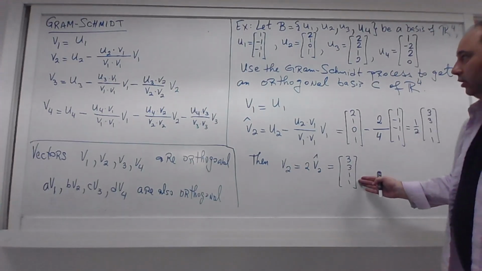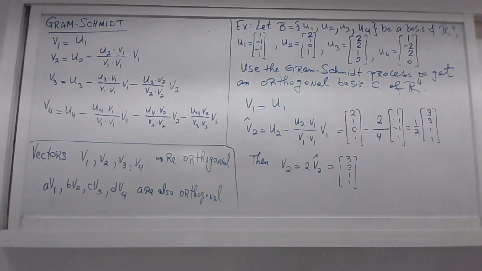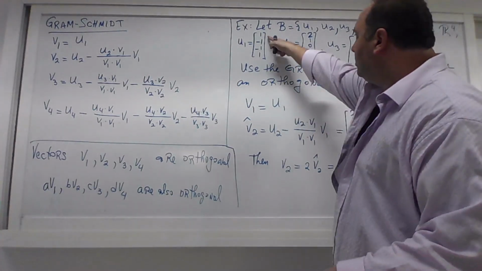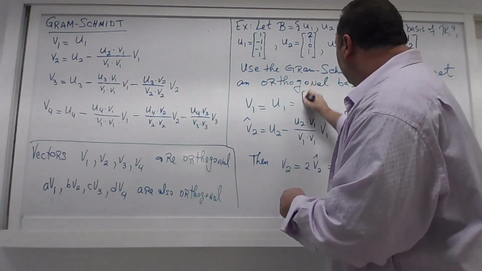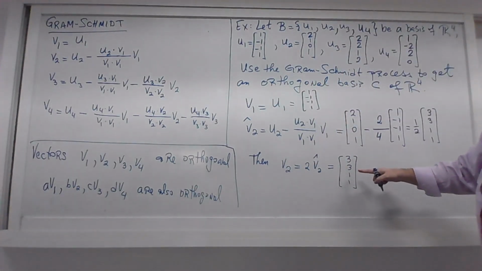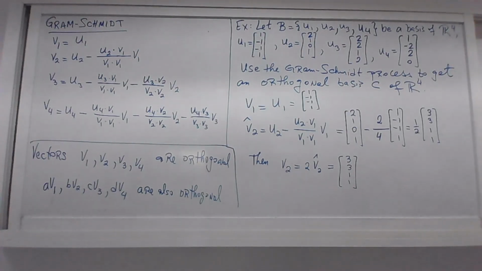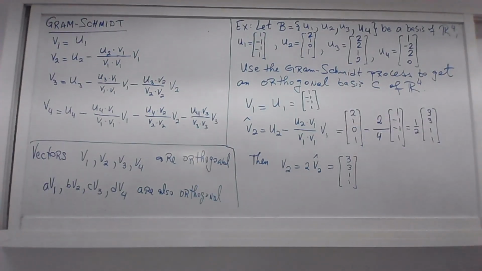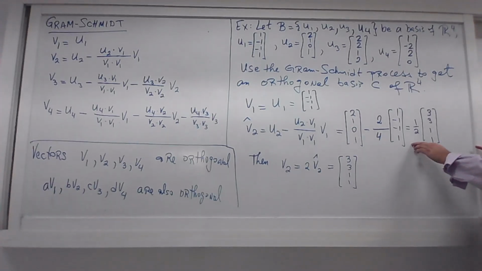So this is still orthogonal to v1. You can just do the dot product. So v1 is 1, minus 1, minus 1, 1. So 3 minus 3 is 0, 1, negative 1 plus 1, 0. So you see dot product will be 0. That's fine. So the idea here is I will conveniently multiply by a constant to get rid of the fraction.